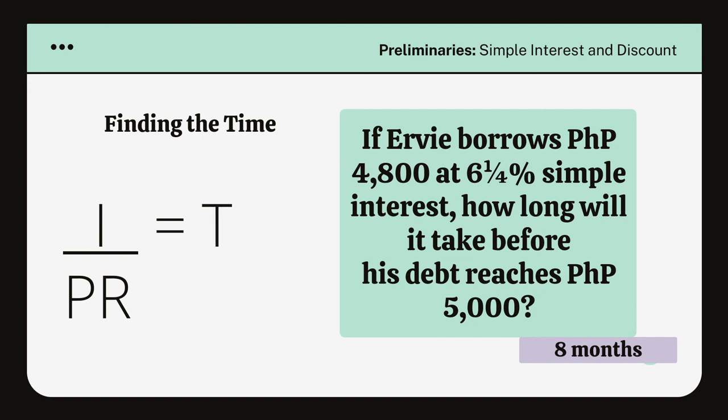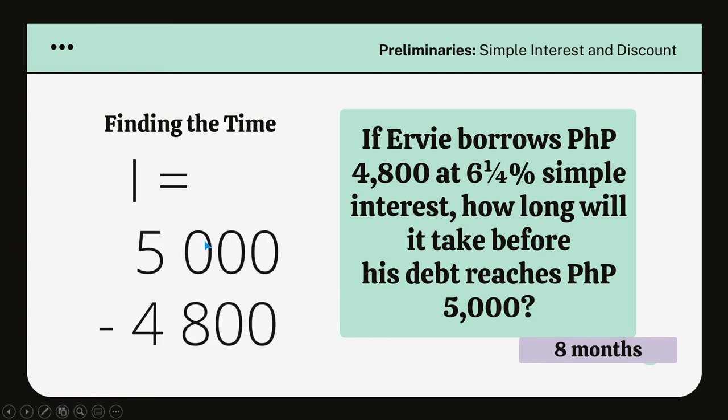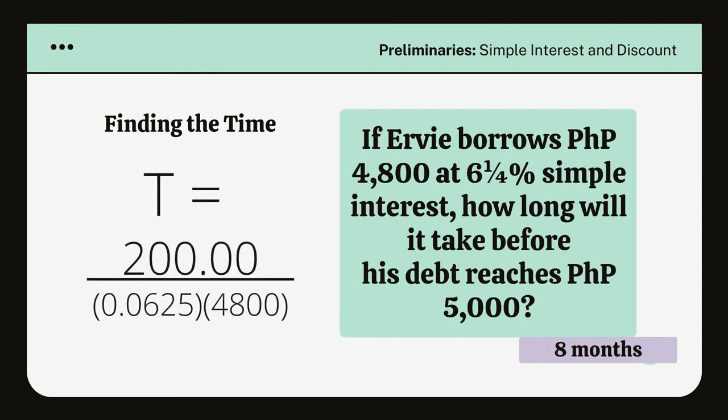Therefore, T is equivalent to I all over PR. Okay? So, I, again, to find it, we need to take away 4,800 from the 5,000 that we're targeting for Irvi to reach, if ever he doesn't want to pay the debt. And I is equivalent to 200. And when we plug in the values, this is it.